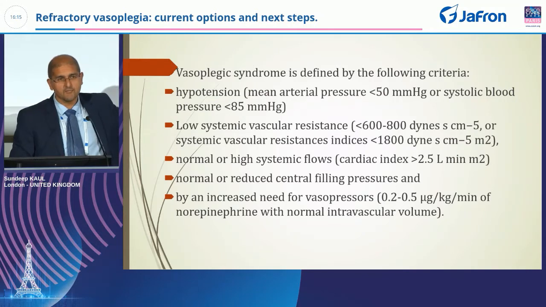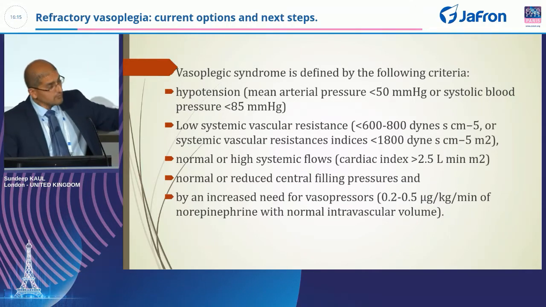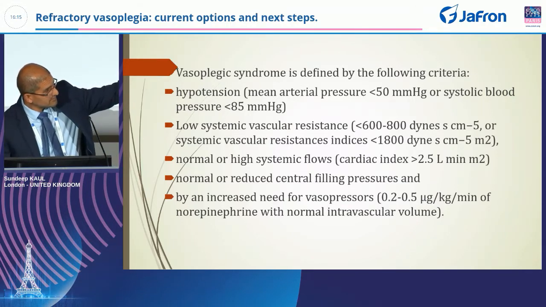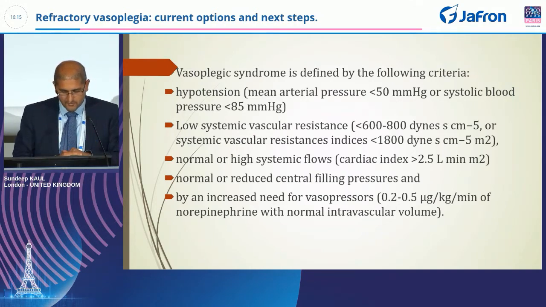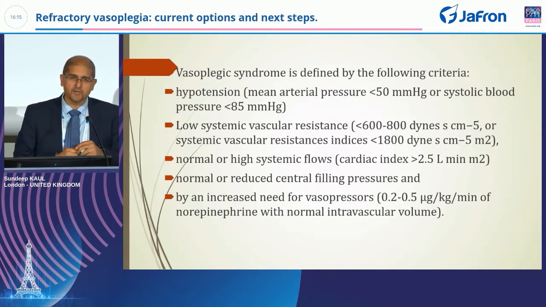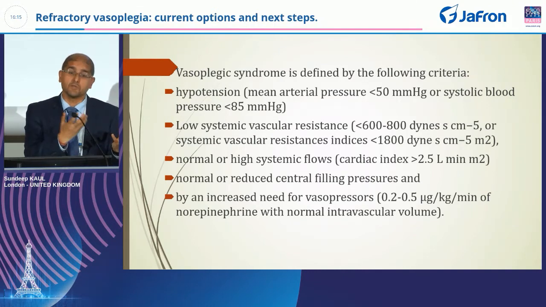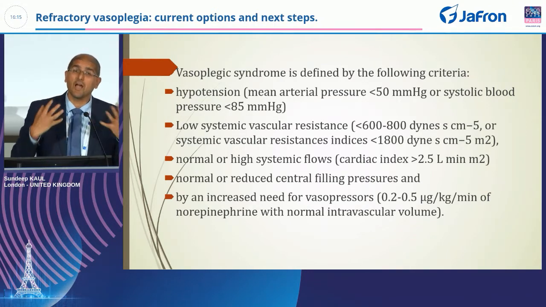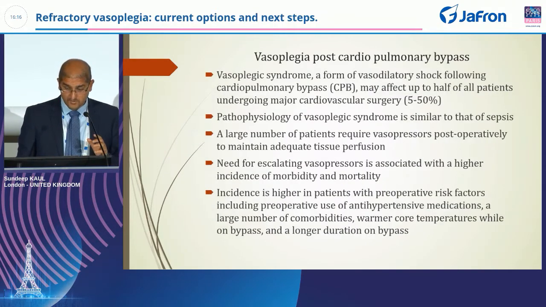It has multiple variations on a definition. I hope you recognize these. But what I want to bring to your attention is normal or reduced central filling pressures. How do you actually standardize for that? I think it's really important. We can probably agree on a lot of the other stuff, but things like vasopressors and normalizing filling pressures, how do you standardize for that in intensive care? Do we all have agreement on what that is and how you measure it? For one, we use a PA catheter. That's not everybody's cup of tea. So there are various standardizations which I think are important.